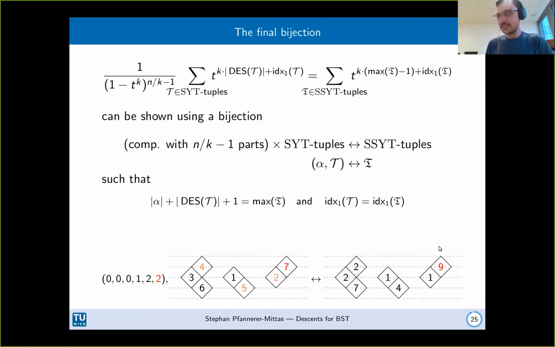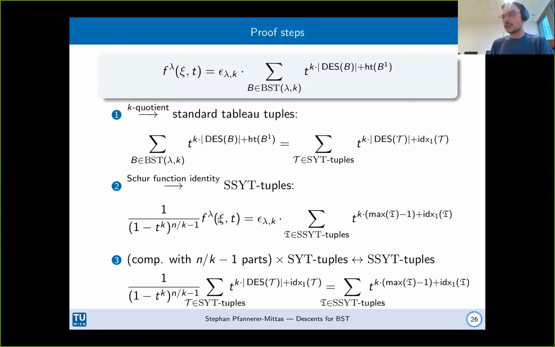And one can easily see that this, in fact, is a bijection. If we want to go from the semi-standard tuple to the standard tableau tuple, we just need to standardize in a good way. So we go through the entries from left to right and then simply standardize. Here we get 1, 2, 3, and 4 and get directly this tuple again. So now we have this bijection, and this bijection links together all these parts.